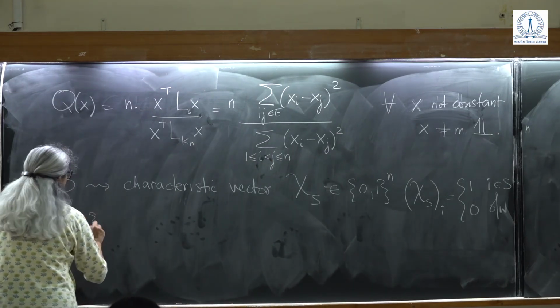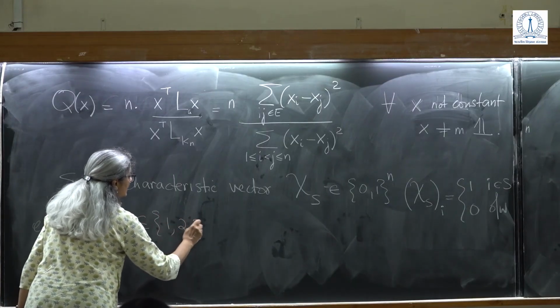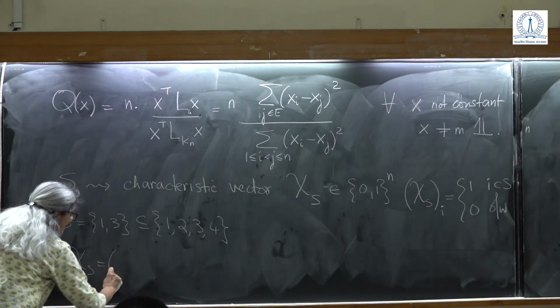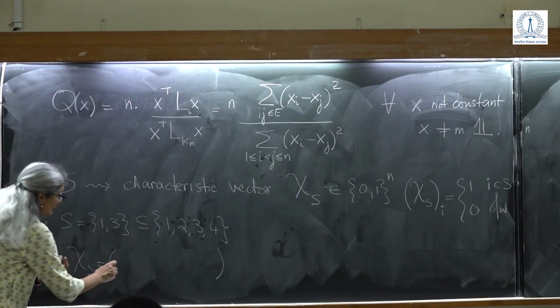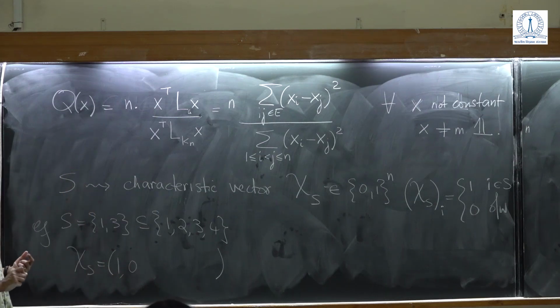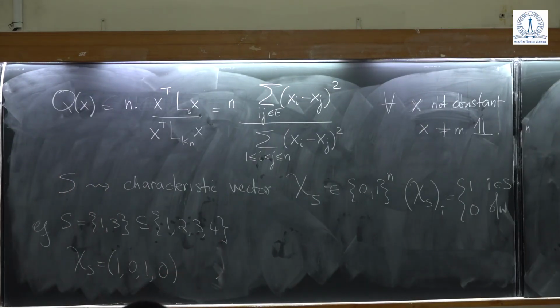So if S is equal to {1, 3}, and this is living inside {1, 2, 3, 4}, then the characteristic vector of S, we look which guys are in S, right? 1 is in S, so I put a 1 here. 2 is not in S, so I put a 0 there. 3 is in S, so I put a 1 here. And 4 is not in S, so I put a 0 here. Okay, this is the characteristic vector. It's just a recording of the set. Good? Okay, so this is a 0, 1 vector.